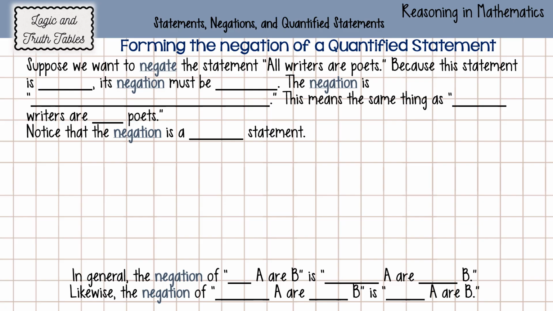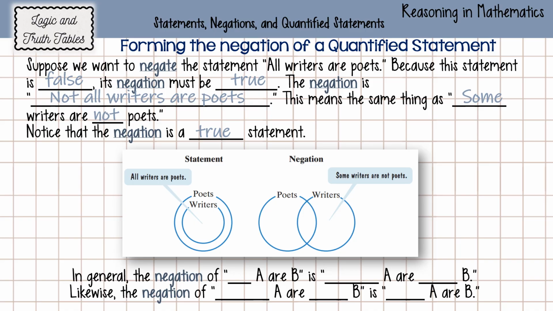Forming the negation of a quantified statement, suppose we want to negate the statement, all writers are poets. Because this statement is false, the negation must be true. The negation is not all writers are poets. This means the same thing as some writers are not poets. Notice that the negation is a true statement.